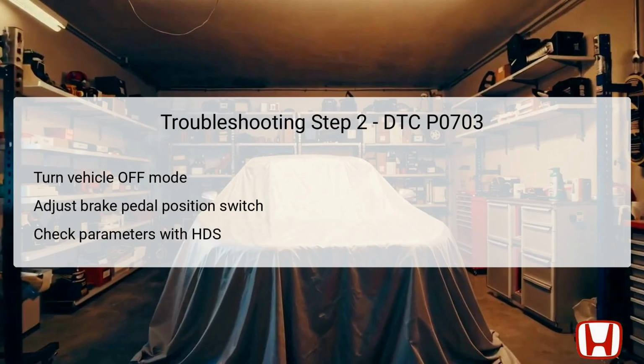For troubleshooting Step 2 of DTC P0703, first, turn the vehicle to the off or lock mode. Then, it is necessary to adjust the brake pedal position and the corresponding brake pedal position switch. After making these adjustments, activate the vehicle again by turning it to the on mode. Subsequently, recheck the parameters with the HDS without pressing the brake pedal.